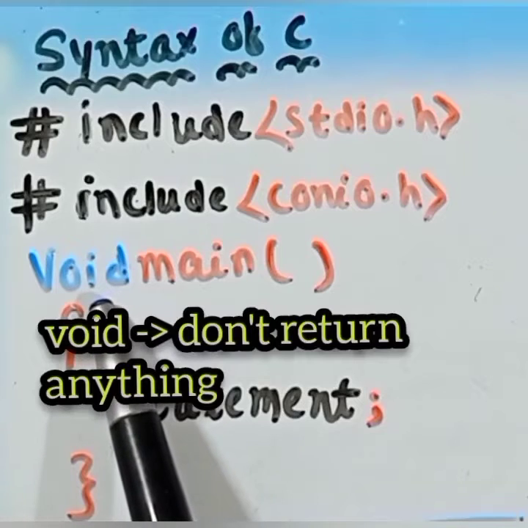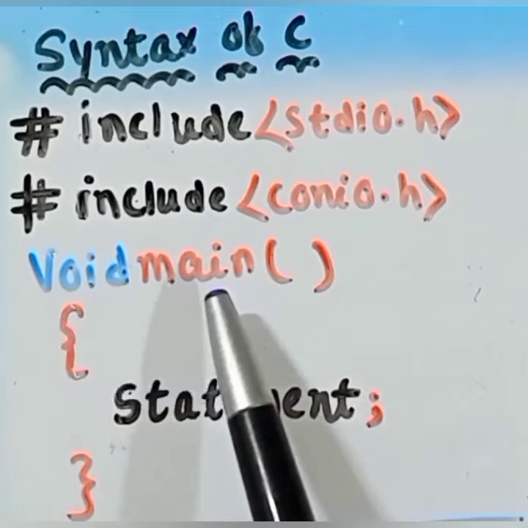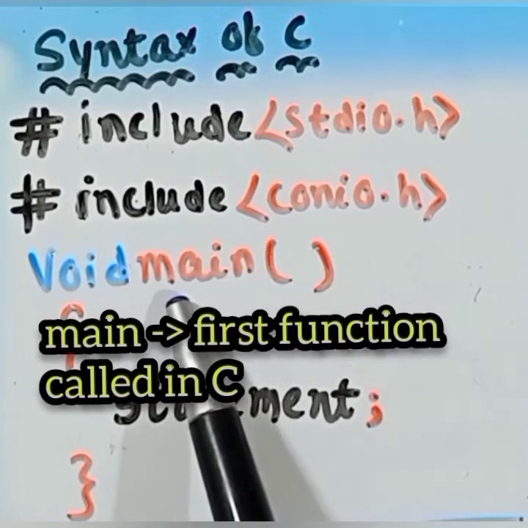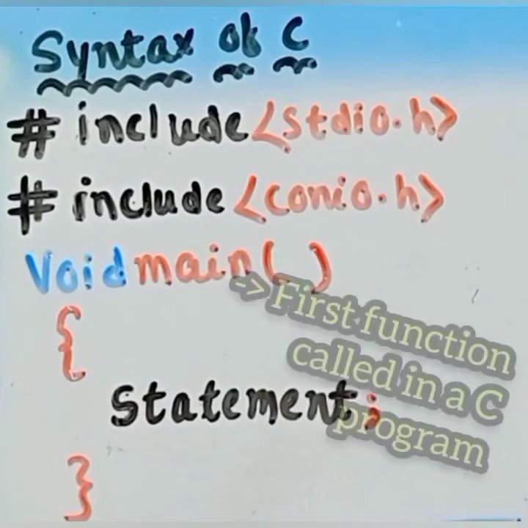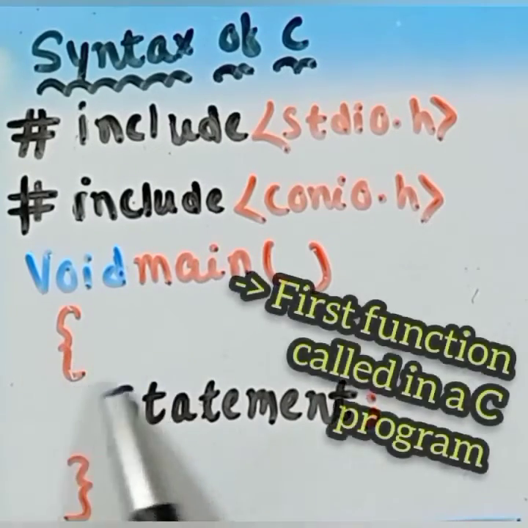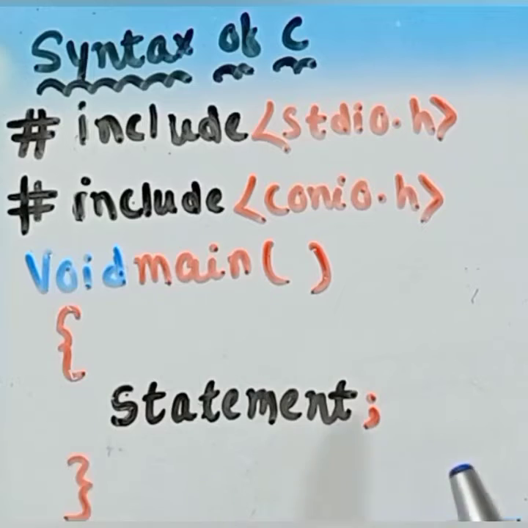void, it does not return any value. main, it is the first function in C program. Whatever we write in this curly bracket, that will be executed on the screen.